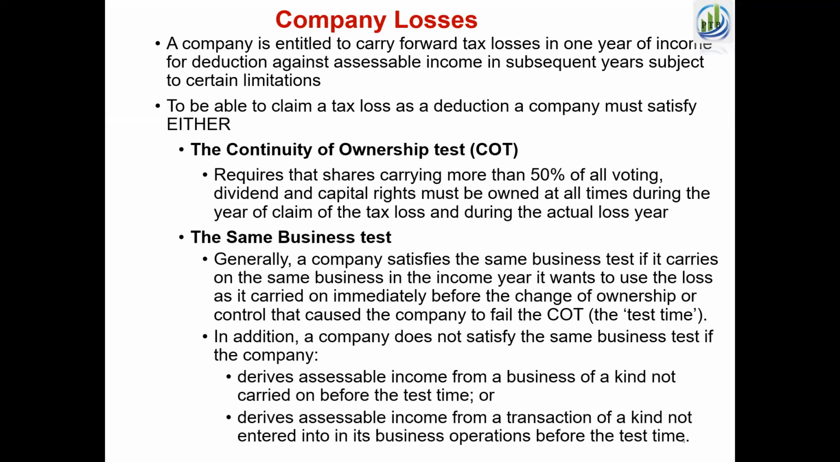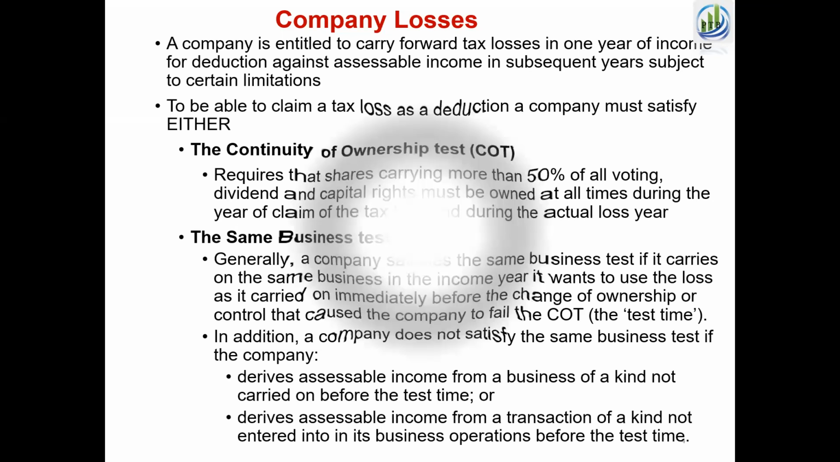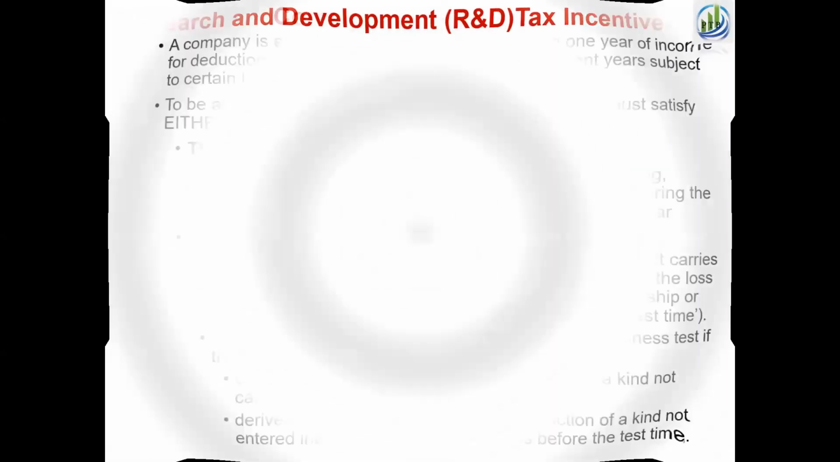So the continuity test means the ownership should not change over 50 percent. If it does not change, you don't need to do the second test. You can immediately offset whenever you decide, because the company can decide when it wants to offset. And if you do not pass the continuity test but your core business activity, where your assessable income is generated, has not changed, in that case you are passing the same business test, and you can offset your company losses, right? So that's the tax losses.